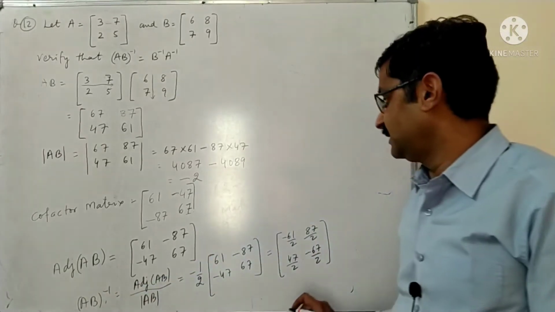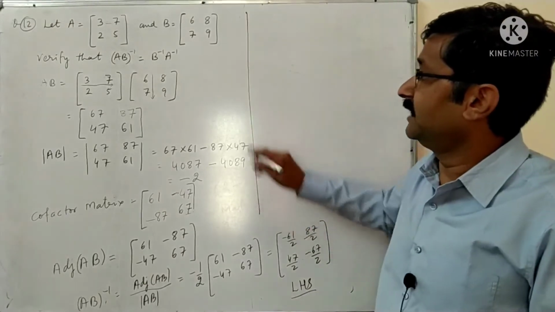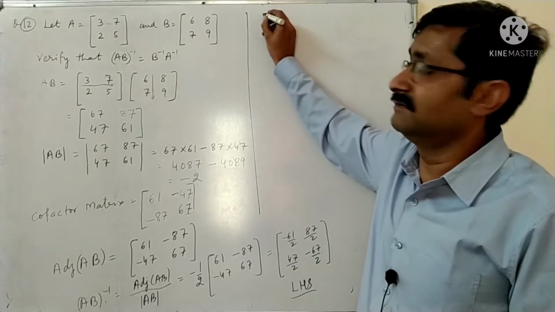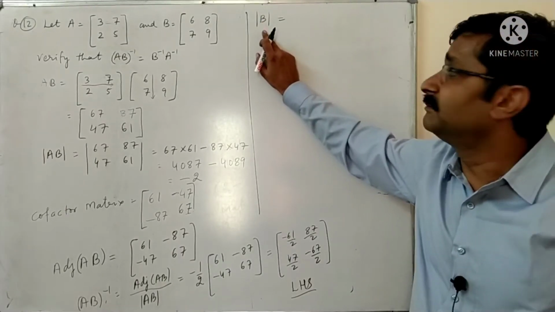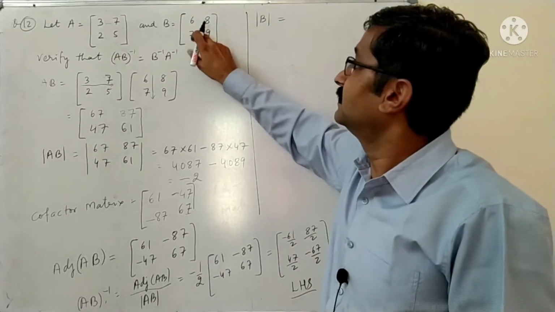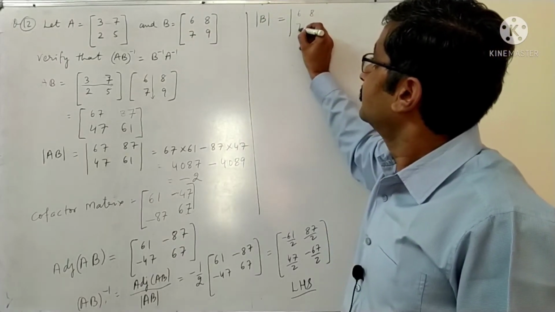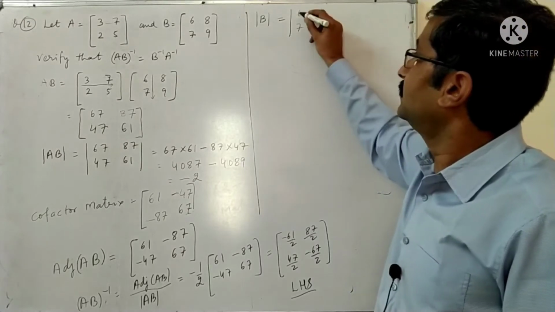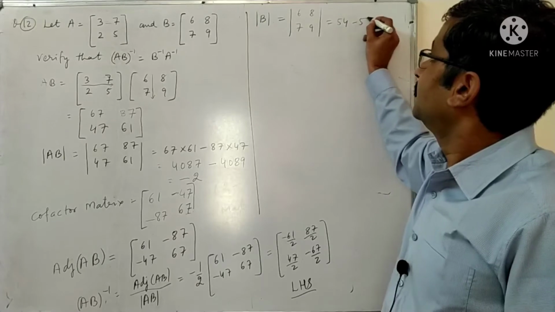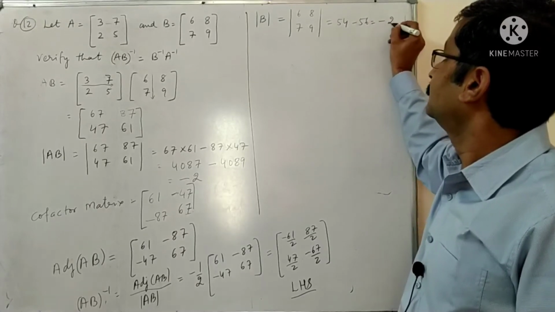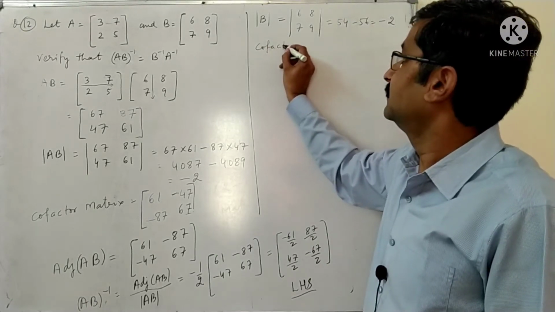This is our left hand side, and in the same way we have to find the right hand side. For the right hand side, first of all you have to find B inverse. For that we will find determinant B. Look here, this is the determinant: 6, 8, 7 and 9. Solve this: 54 minus 56. So what do you get? Minus 2.